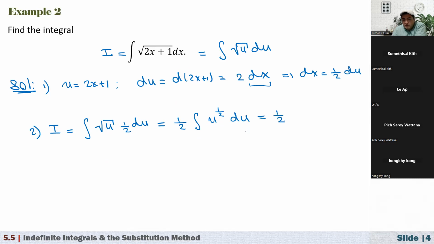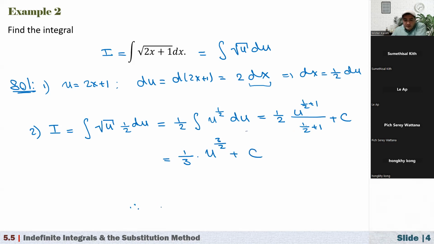That's equal to 1 over 2 times u to the power of 1 over 2 plus 1, over 1 over 2 plus 1, and plus c, the constant. Or if you simplify this further, here we have 1 over 2 divided by 3 over 2. 2 goes up. So that's equal to 1 over 3, because 1 over 2 divided by 3 over 2 is 1 over 3, I mean 2 over 3 times u to the power of 1 over 2 plus 1, that is 3 over 2, plus c.